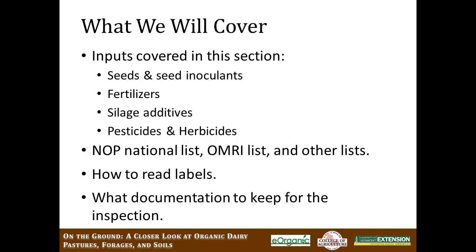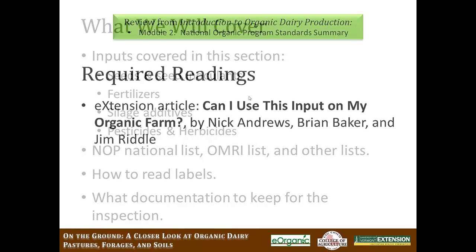And again, the lists we'll be using today are the National Organic Program's National List, which is found in the Organic Standards. We'll look at the OMRI List. OMRI stands for the Organic Materials Review Institute, and then some of the other lists. We'll look at some product labels and learn a little bit more about what to look at in those labels. And then we'll also discuss what sorts of documentation you should be trying to keep for your organic inspection.